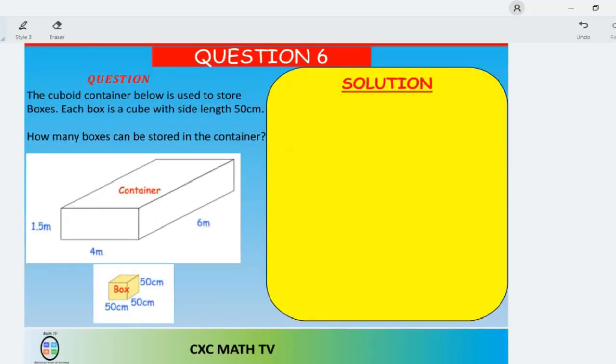What about this one? Pause the video and attempt. It said a cuboid container below is used to store boxes. Each box is a cube with side length of 50 centimeters. How many boxes can be stored in the container? Pause the video, take 5 minutes and do this question, or less than 5 minutes. Go ahead.